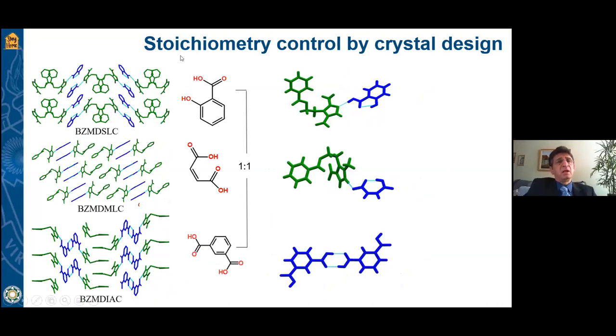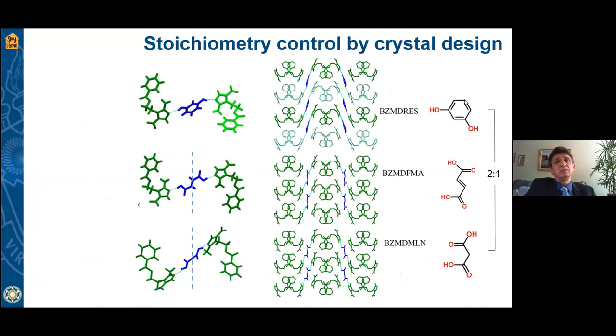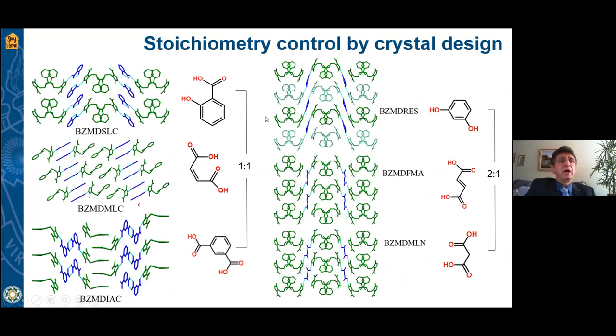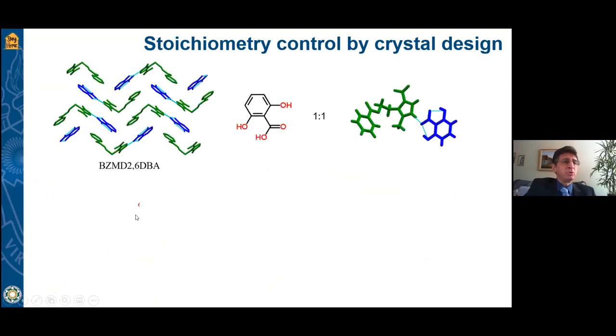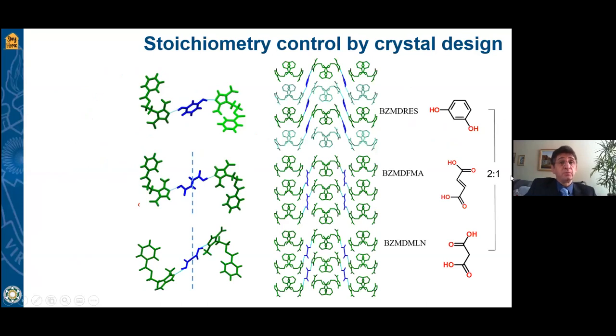Okay, but let's use the approach to spread the OH, and with that, we choose molecules where the OH are a little bit distant, and we cannot have intramolecular bonds. And in those cases, we were able to produce 2-to-1 structures. Notice that in the first one with torsional, each OH is linked to a different API molecule.